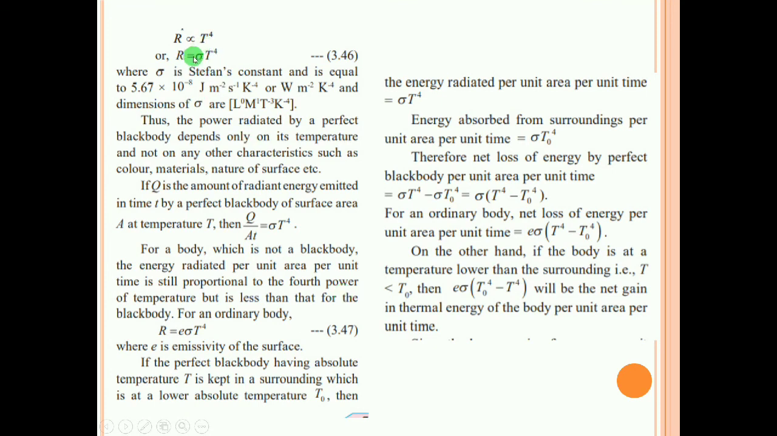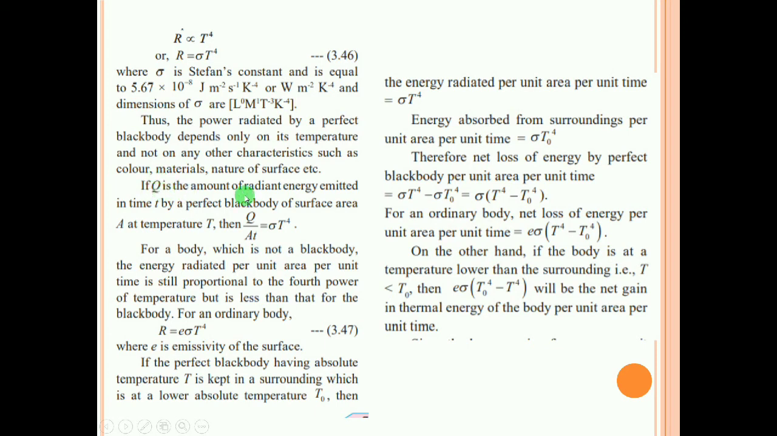The proportionality constant here is considered as sigma, which is known as Stefan's constant. Value here is 5.67 into 10 raised to minus 8 joule per meter square per second per Kelvin raised to 4, or you can write it as watt per meter square per Kelvin raised to 4. For this SI unit, if you are doing dimensional analysis and writing the dimension, you will get the dimension of sigma as L0 M1 T minus 3 K raised to minus 4. This is the case when we consider a perfectly black body.